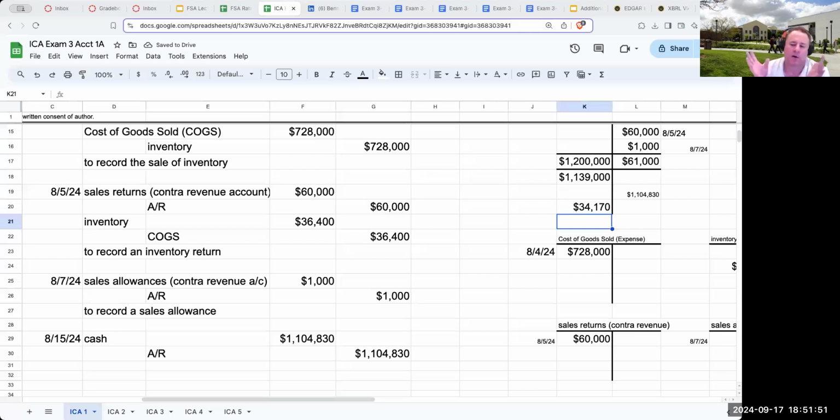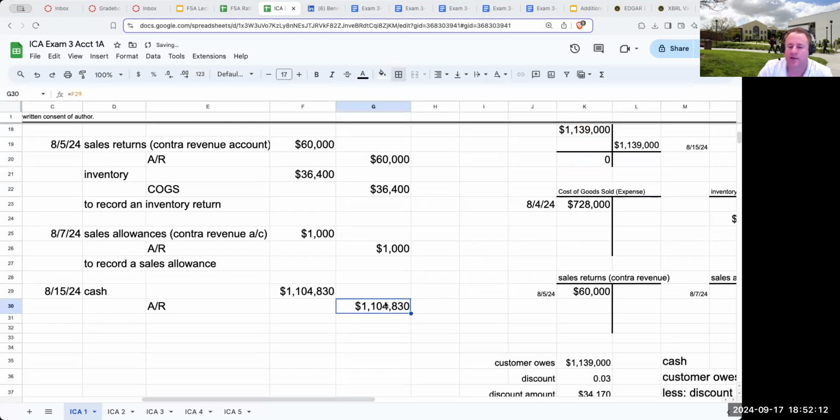34,170. Now, if I'm the customer, the customer doesn't have to pay this anymore, right? So what I need to do is credit accounts receivable on 8/15/24 for the full amount due, which is 1,139,000. That balance is now going to be 0.